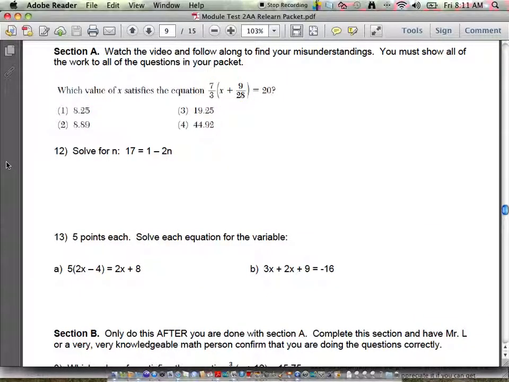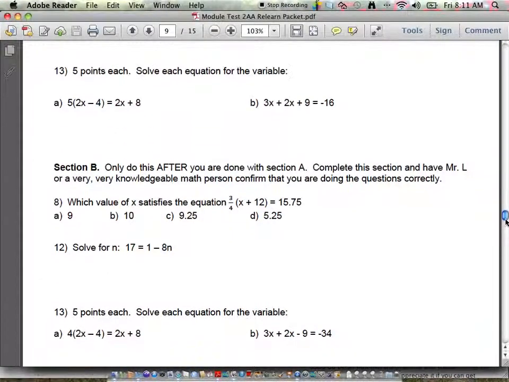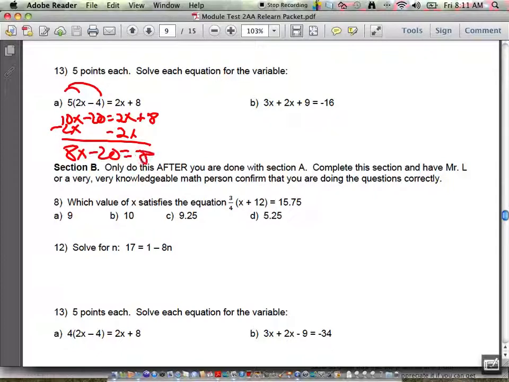Now, let's go on to number 13. All right, so I go to number 13. Give me 1 minute. I go to number 13 and I distribute the 5. 10x minus 20 equals 2x plus 8. Opposite side, opposite operation situation. Minus 2x. 8x minus 20 equals 8. Add 20 to both sides. And I get 8x is equal to 28.